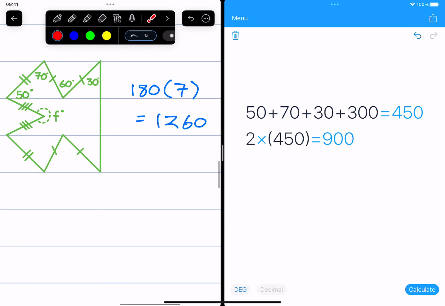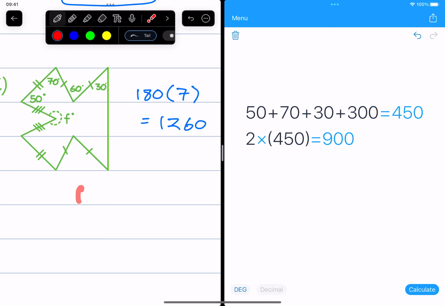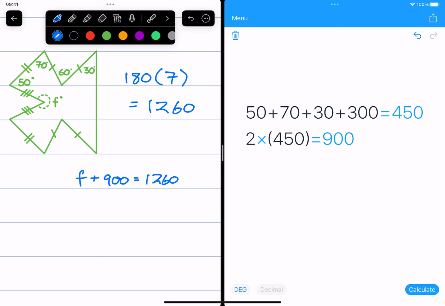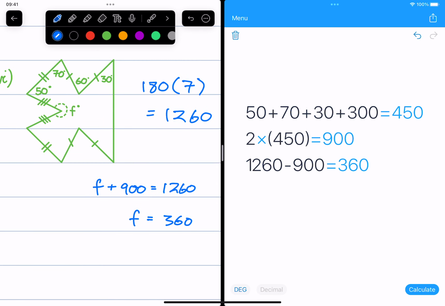So all of this should add up to 900. So F plus 900 equals 1260. So 1260 minus 900. My goodness, my drawing is definitely not correct because that should be a full revolution. Let's just quickly increase this by 60. So 460 minus 920. This gives us 340 degrees.